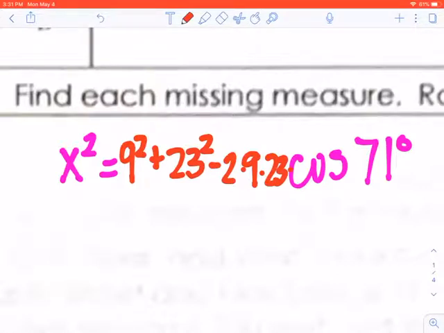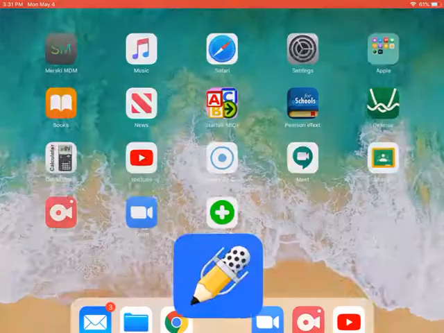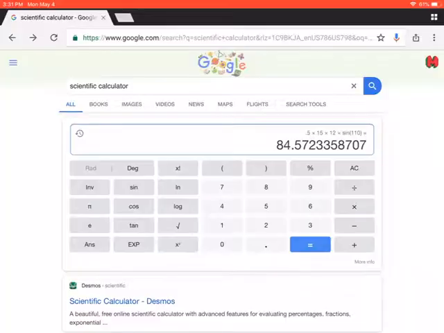This is something now we can just plug straight into our calculator. 9 squared plus 23 squared minus 2 times 9 times 23 times the cosine of 71. So I'm going to go to my calculator. If you don't have your calculator, go get it. You want to make sure you're in degree mode, so toggle over to degree.